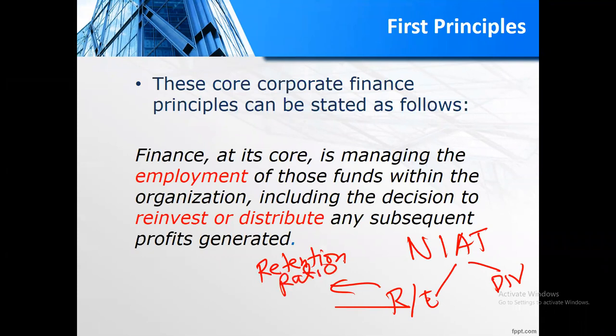Okay. Kunyari ito 80%. Tapos ito dividends 20%. Ang tawag dito sa 20% na to is your dividend payout ratio, DPO. No? Okay, yung mixture na yan, no? Retention ratio at saka dividend payout ratio.